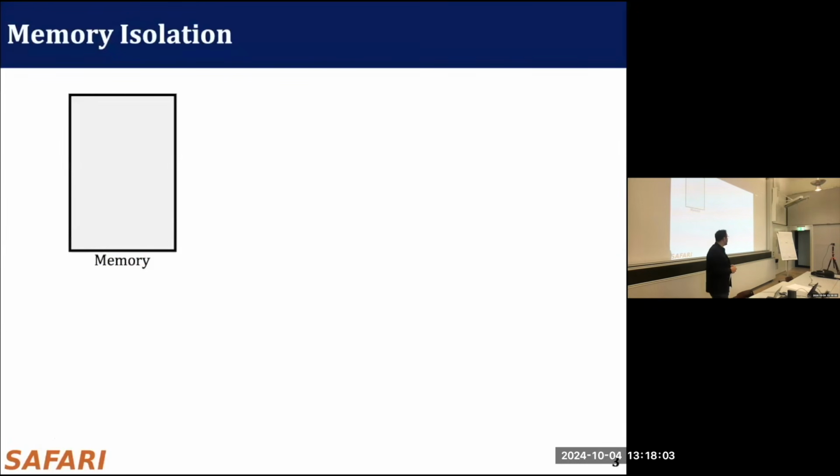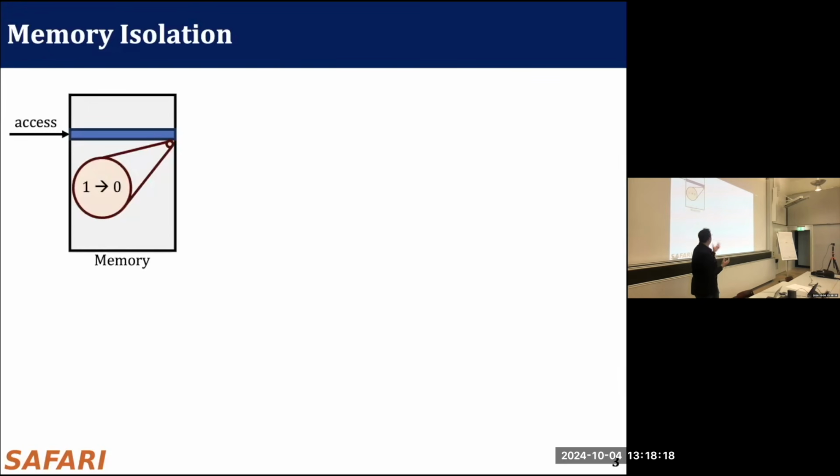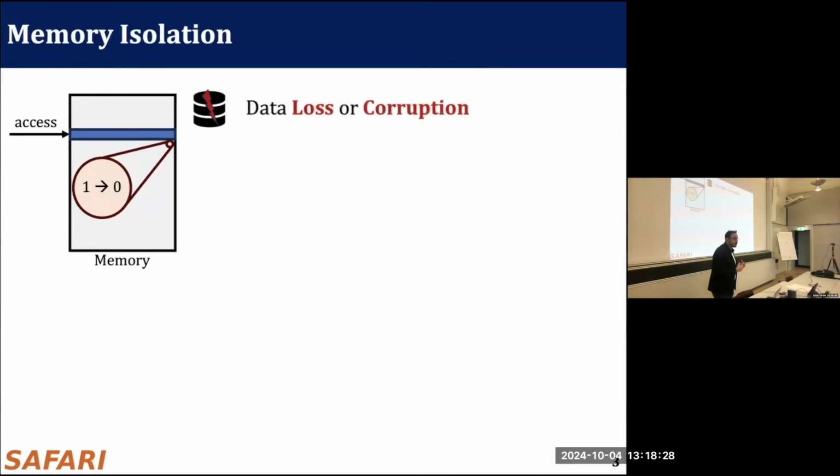So we will talk about memory isolation as a quick background. Let's assume that you have this memory, and this box represents your memory, and you have an access going to a certain memory location. And you observe data change from 1 to 0 or 0 to 1, it doesn't matter, in a location that is not actually the location that you access, read or write. So it shouldn't happen, right? Because you didn't change that data.